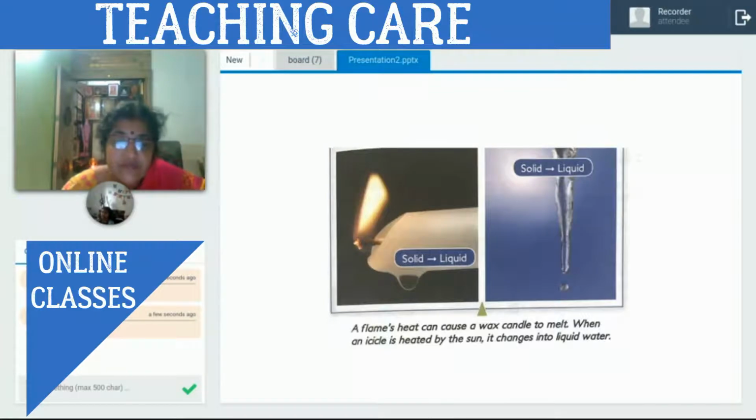Tell me, Srishti, what is this? See the picture. Can't you understand what this picture is? It's a candle of wax. So you are heating the candle, so it changes into what? It's melting, and you can see the liquid here, right? How do you get the liquid? Because of the melting of the wax. For the wax to melt, you are heating it. Am I right? Yeah. Okay.